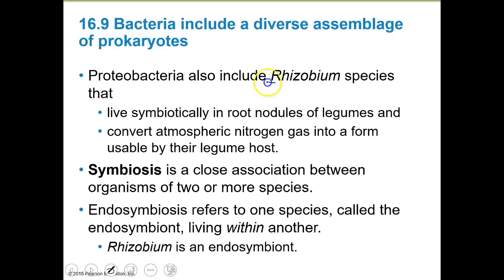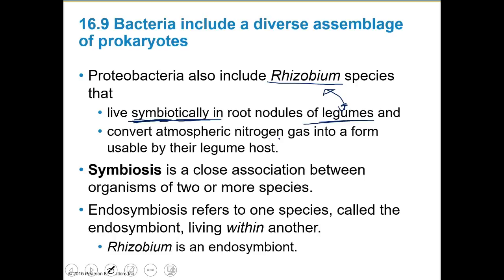So we also have rhizobium, a little easier to say. These guys live symbiotically. Symb is like together, bio is life, so it's just life together. The things living life together are legumes, which are beans, and these rhizobium bacteria. So we call them symbionts. They help convert nitrogen into a form that the legume can use. So it's a nitrogen fixer.